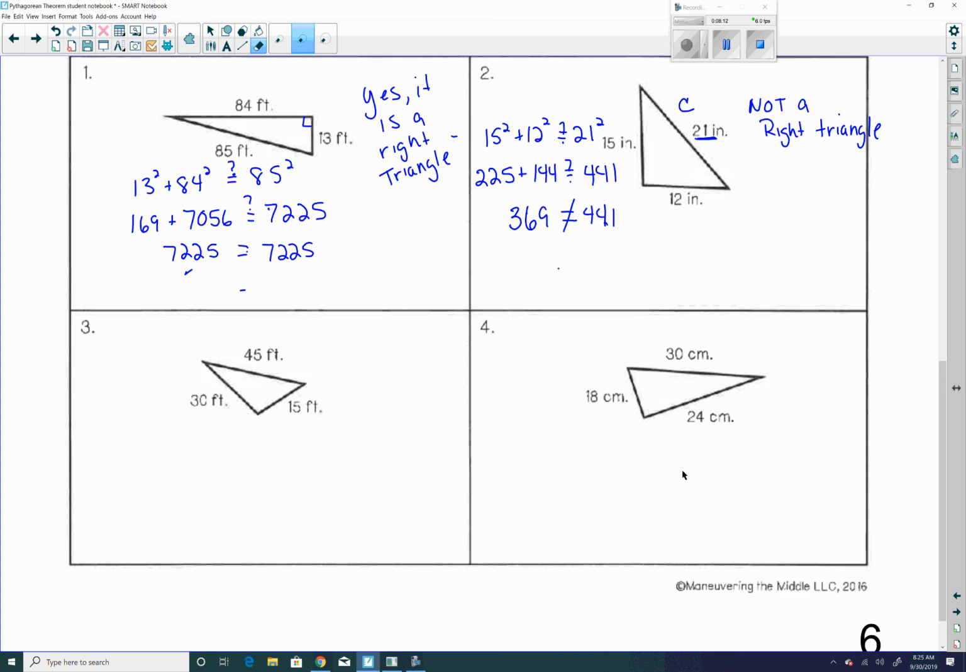Why don't you go ahead and see if you can set up number 3 right now. And again, the longest side is always your C side. So if I've got 30 feet, 15 feet, and 45 feet, I know this one is going to be my C side. The other two sides are interchangeable. It doesn't matter whether you start with 30 squared or 15 squared. So go ahead and set this one up.